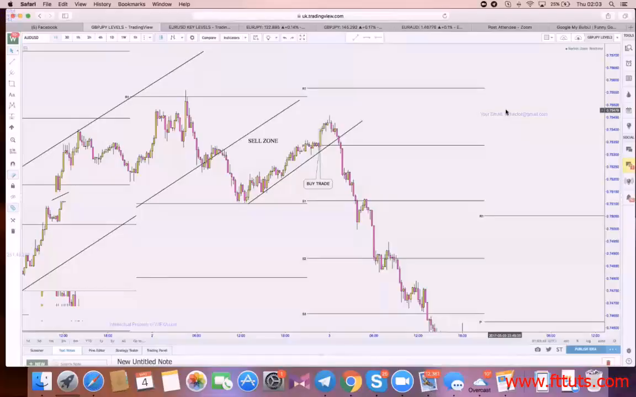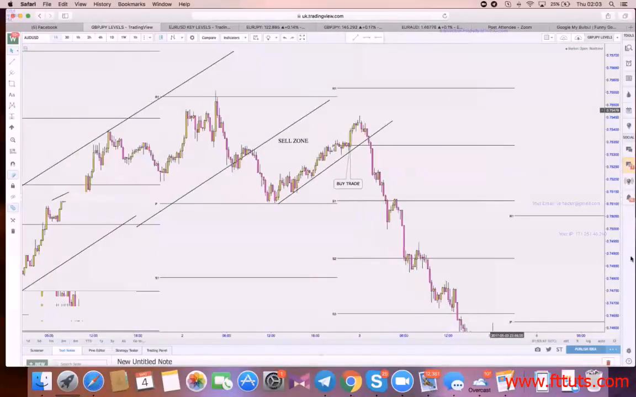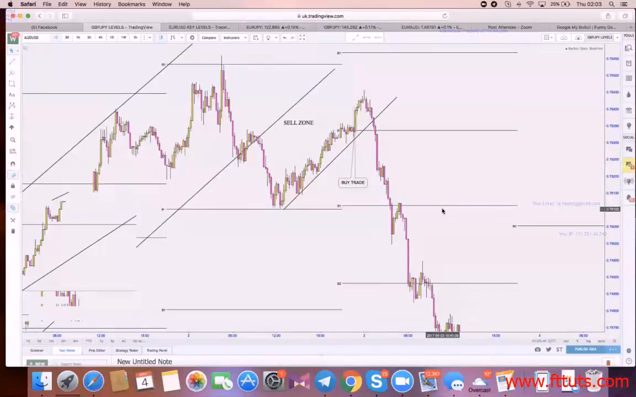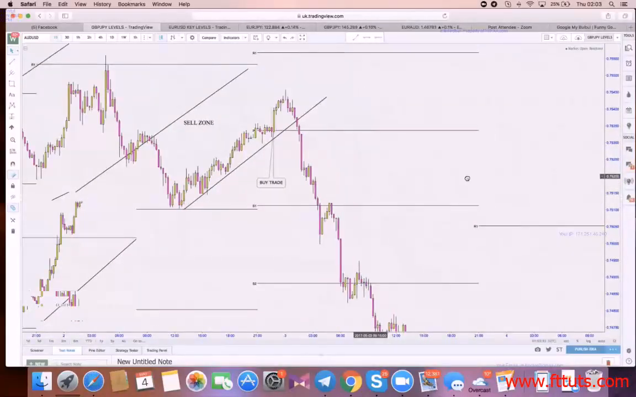If it's an ascending track, it's a buy zone. If it's a descending track, it is what? Sell zone. That's right, sir. Thank you.